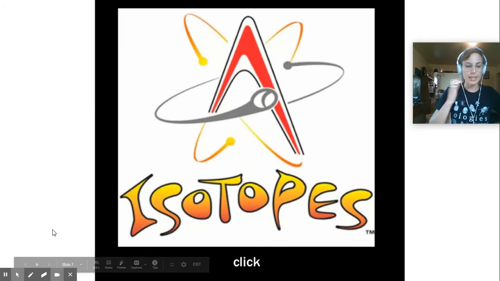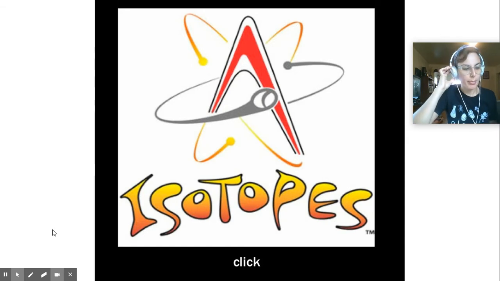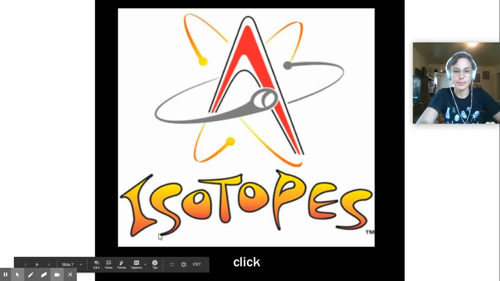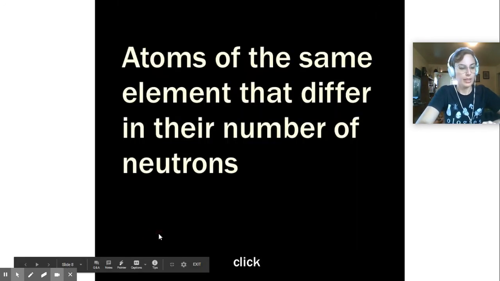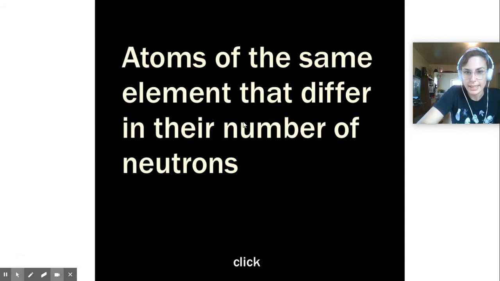So what's an isotope? So the next one in your notes, remember, it's a variance in the number of neutrons, right? So atoms of the same element, but they vary in their number of neutrons. So you can put that down in your notes. Pause if you need a little bit more time. Okay. So atoms of the same element that differ in their number of neutrons, that is an isotope.